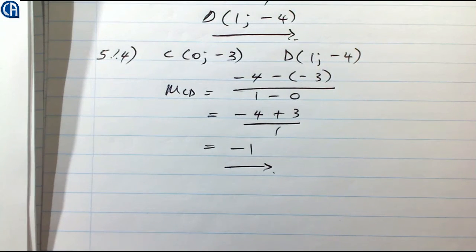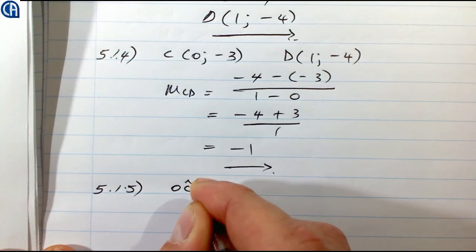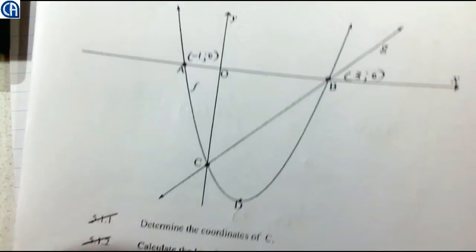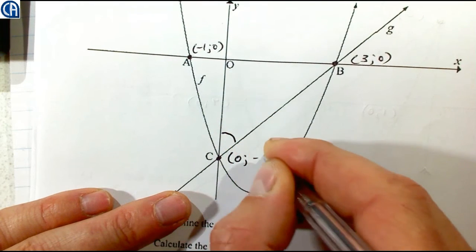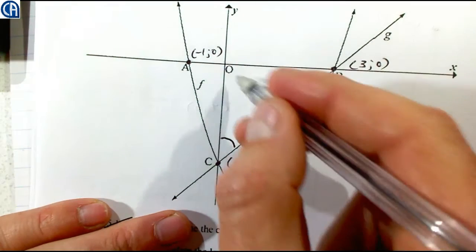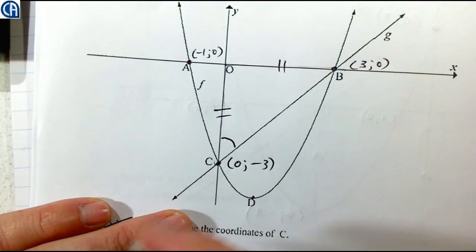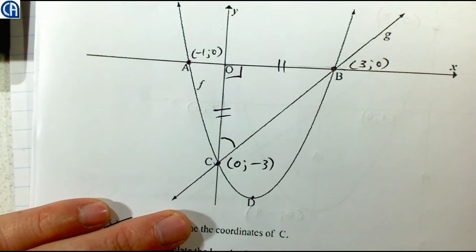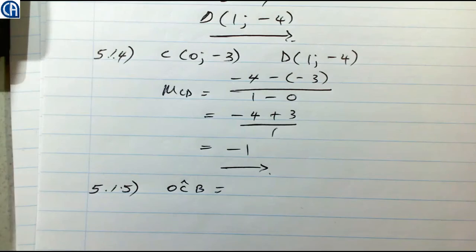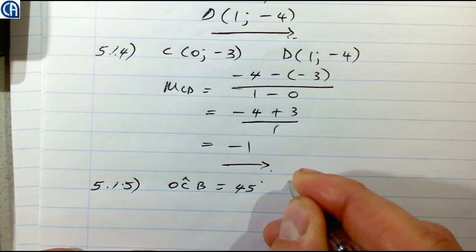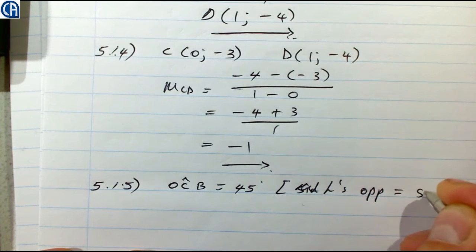Right, calculate the size of OCB. So 5.15. So OCB. Right. So basically they want the size of this angle. Now C was (0, -3). So that means that this is 3 units and this is 3 units. If they are both 3 units, which means they are equal, then that angle there is obviously 90. So then this has got to be 45 and 45. Right, so that's got to be 45. That would be sides, angles, opposite, equal sides.